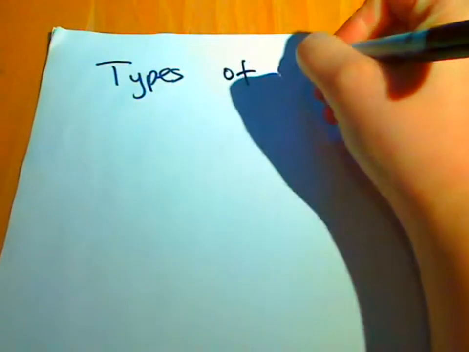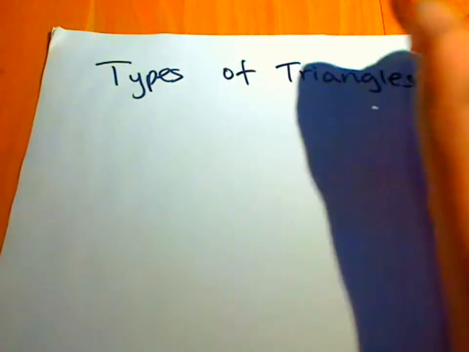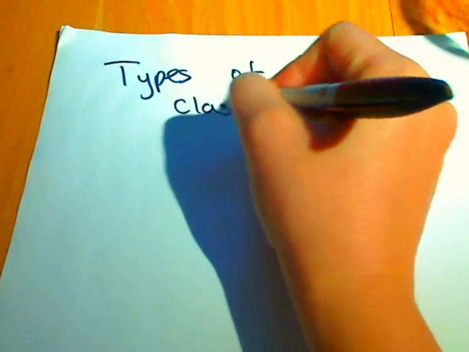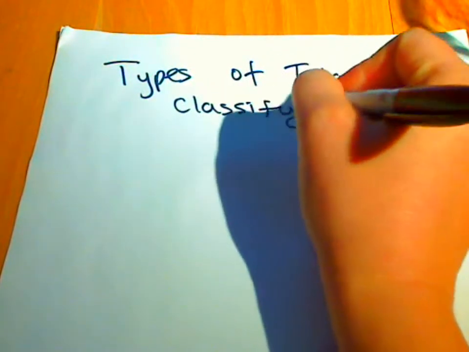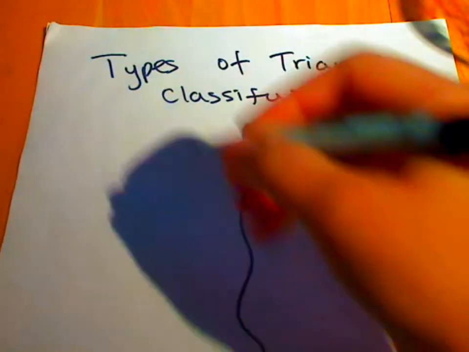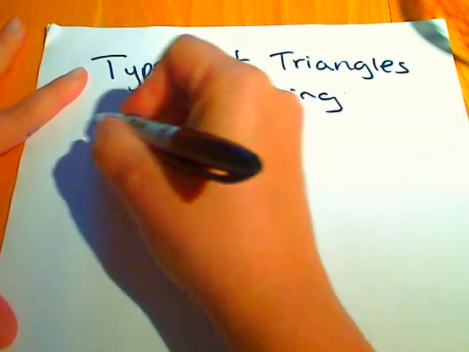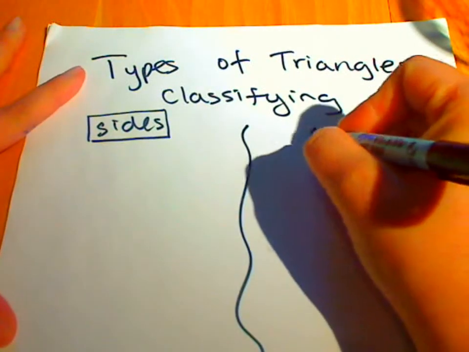I know there have been some questions on types of triangles in terms of classifying them. And there are two ways to classify triangles: based on their size and based on their angles.